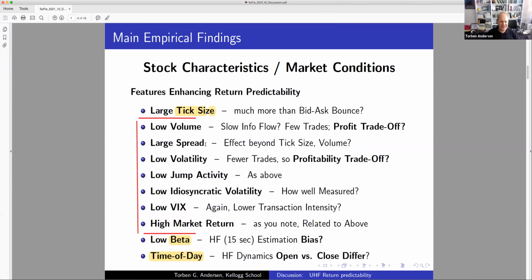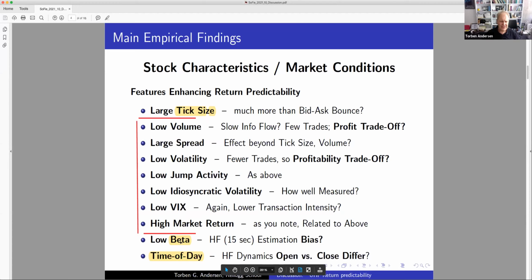The low beta, I'm a little bit worried about the beta estimates, because you estimate them over such short periods at such high frequency that I think you might get a downward bias in the estimated betas, which might be correlated with how liquid the stock is. So I don't know.